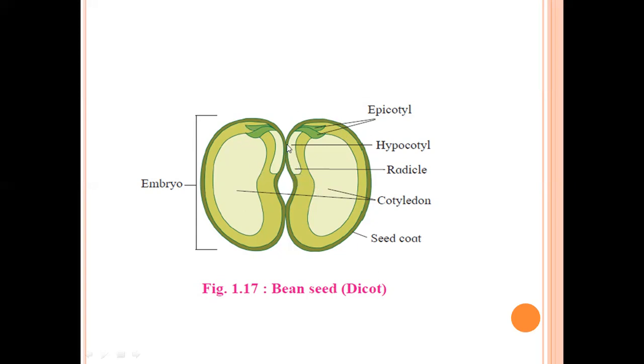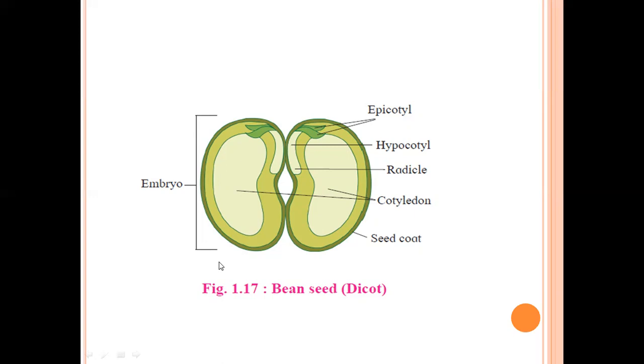After that, you should observe this structure carefully. This structure is called the radicle, by which root formation will take place. Now these green colored outgrowths, two outgrowths, are called the epicotyl, and below that there is the hypocotyl. You know that epi means upon, so it is the above structure, and below that there is the hypocotyl. The whole structure is called the embryo. So it is the structure of a dicot seed.